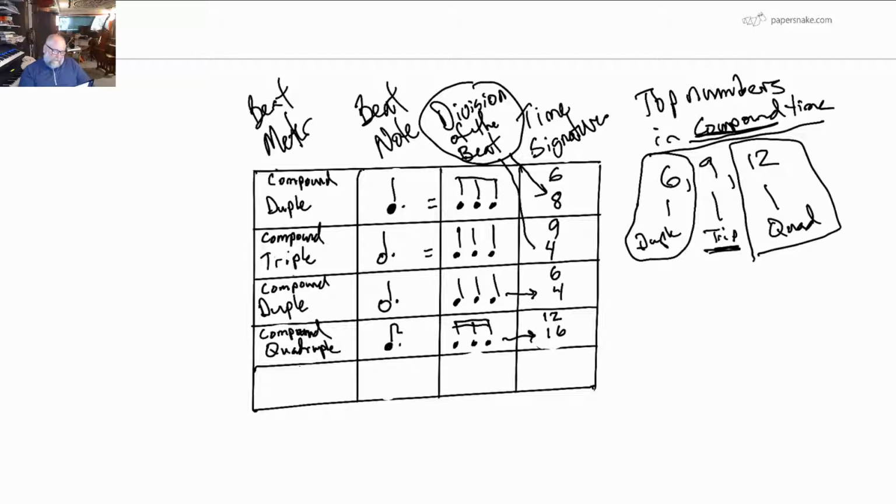Last one, they give us a top number of a 9. And then they give us a division of the beat as 3 eighth notes. That's enough information to figure it out. Let's do the beat first. I combine those 3 eighth notes to create a dotted quarter. I have a 9 on top. That means, what is 9 as a top number? Means compound triple. And I get the bottom number from the division. Division of the beat are 8th notes. So I'm going to write an 8 there.